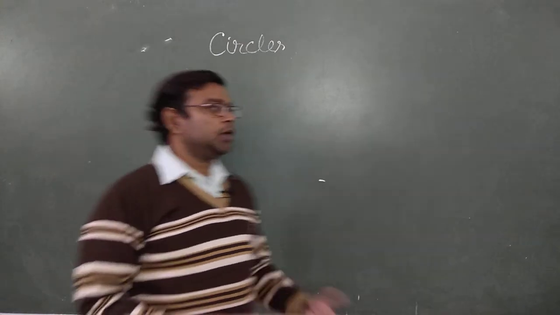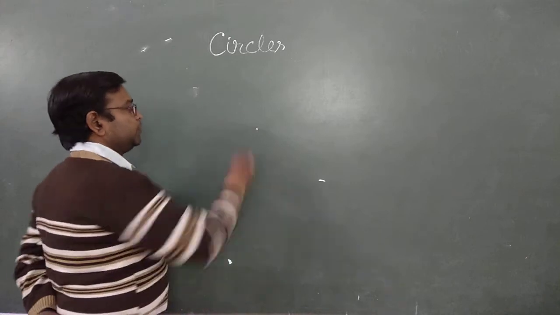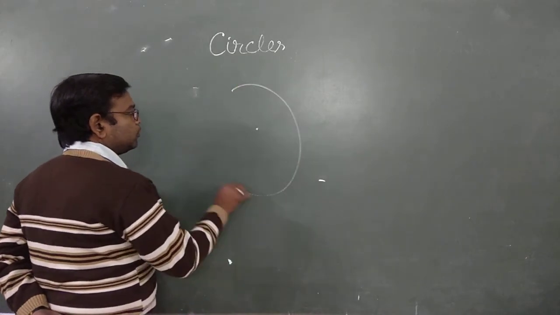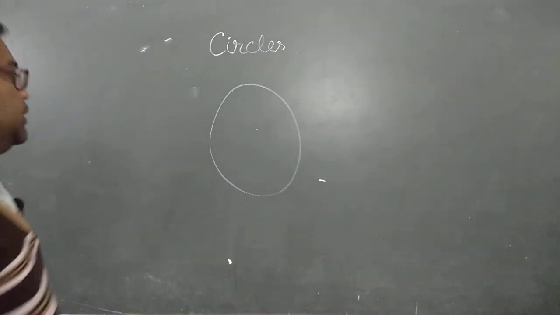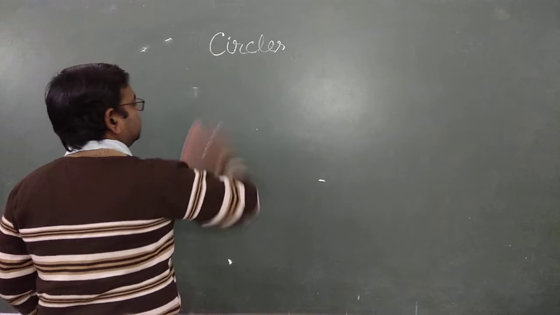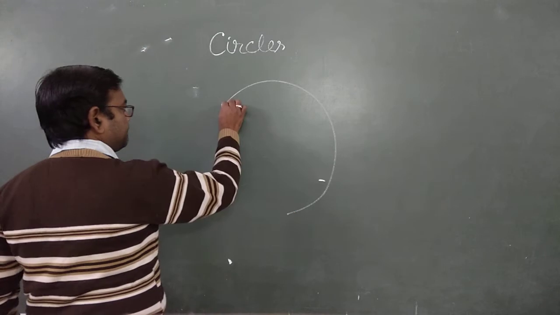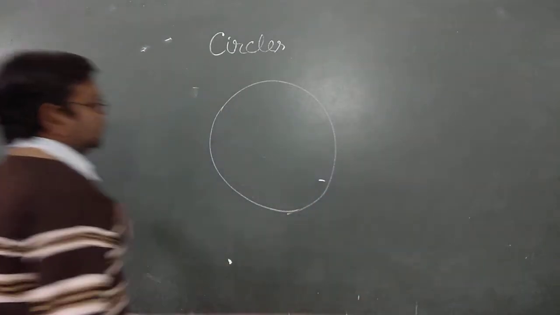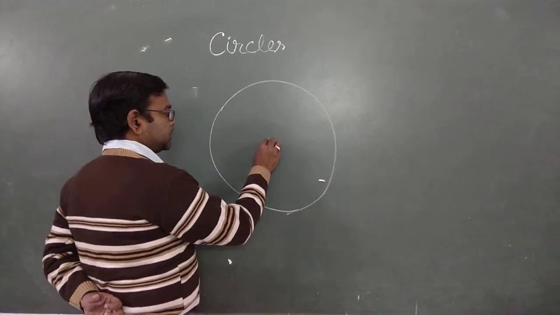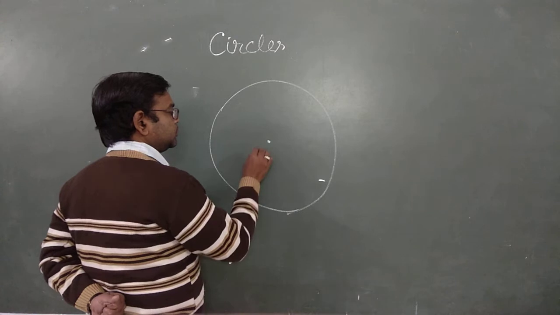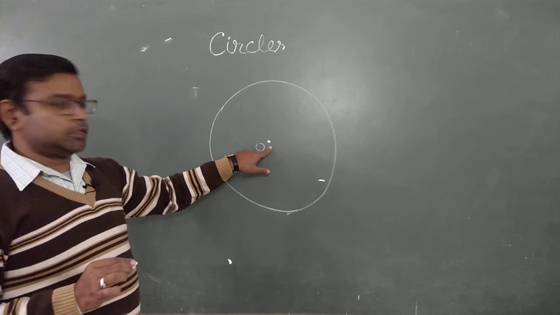So let's start. As we know, a circle is a figure whose points are equidistant from a point. This is not a perfect circle, it looks like an oval. So let me draw once again. Now this looks like a circle, not perfect, but it looks like a circle. So this circle is equidistant from a fixed point known as the center. We give it the name O. So O is the center of the circle.